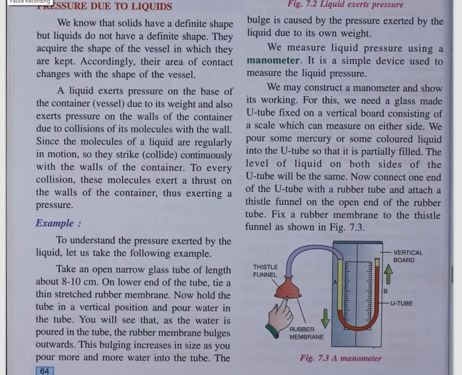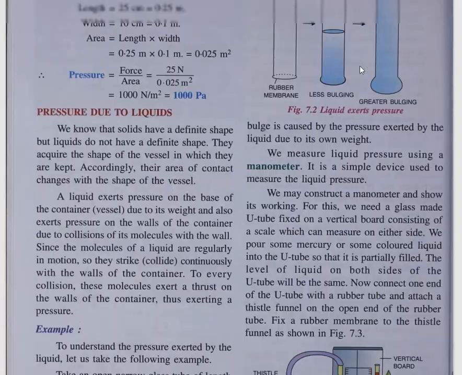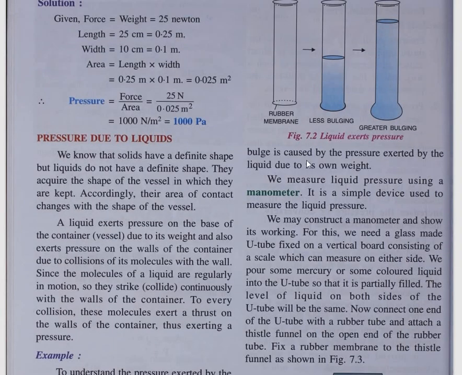Now, pressure due to liquids means how liquids exert pressure. You just read this: a liquid exerts pressure according to the base of the container. They acquire the shape of whatever the container is, and according to that, they apply force. Over here, this is a manometer. A manometer is used to measure the pressure applied by a liquid. Here you can see the liquid exerting pressure.